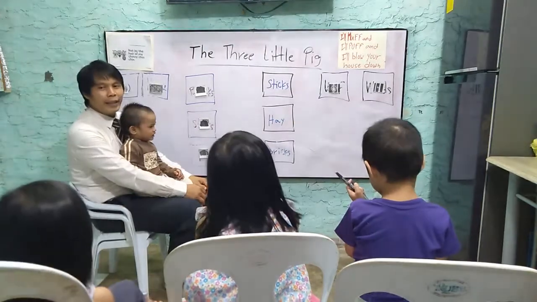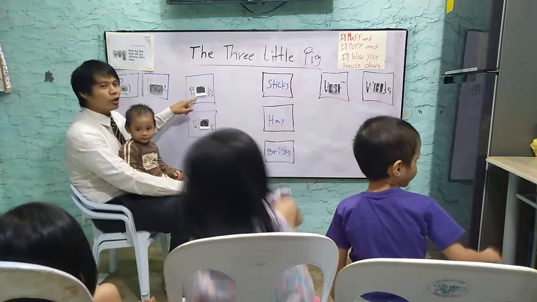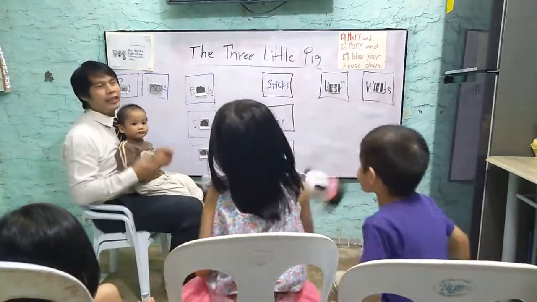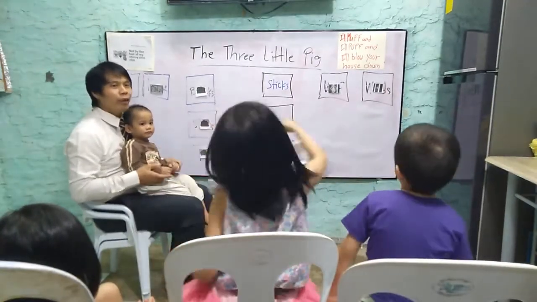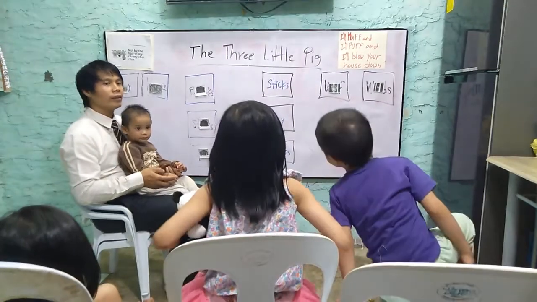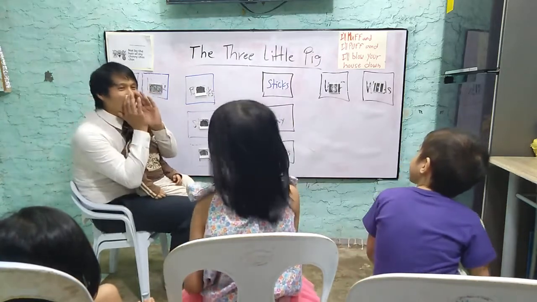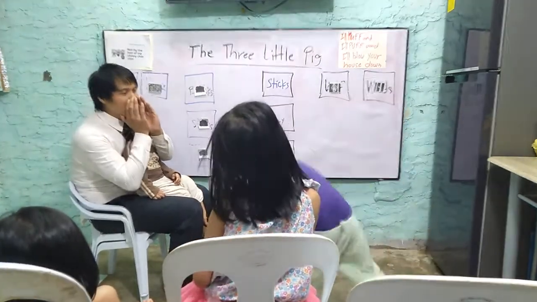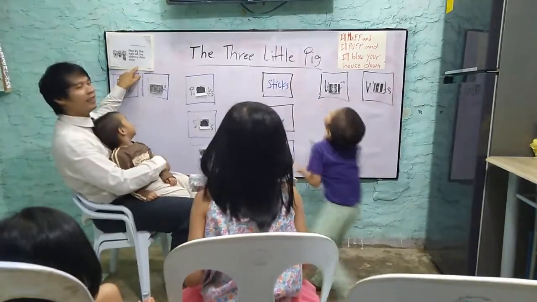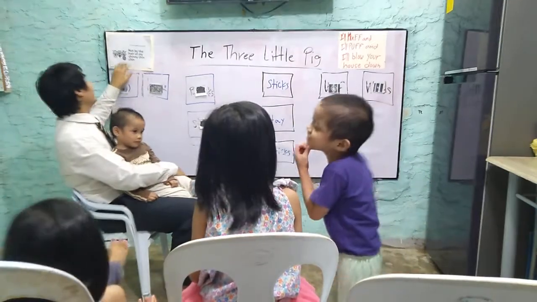It broke. And where did the two pigs run away to? To the house of bricks. The wolf is chasing them. And what did the wolf say when he arrived at the house of bricks? Little pigs, little pigs, let me come in! Again! Little pigs, little pigs, let me come in! What did the pig say? Not by the hair of my chinny chin chin!